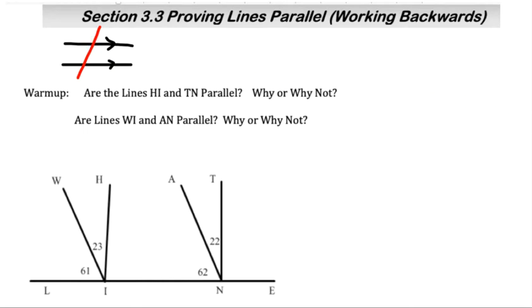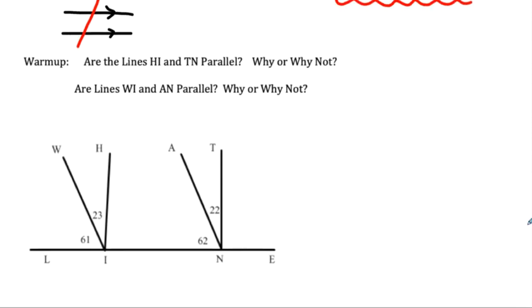But what if we're not told the lines are parallel? This is where we have to think backwards. We can't just assume, remember, that things that appear parallel are. So here, let's look at this question. It says, are lines HI and TN parallel?